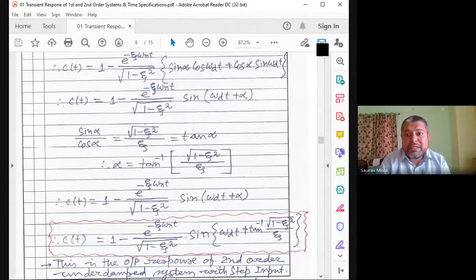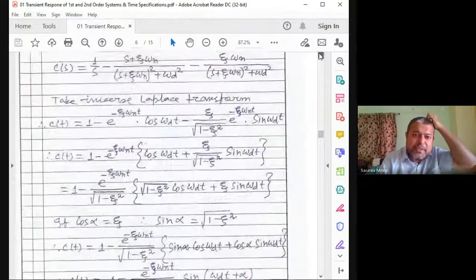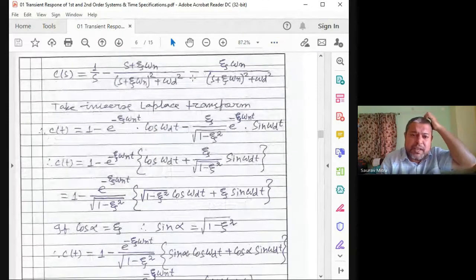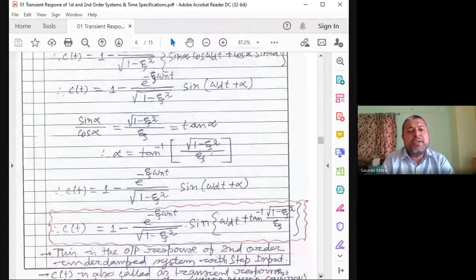Whatever C(t) you are finding, it is the step response in the time domain. So we know what is C(s) by R(s). We substituted R(s) on the right side. Then we found the partial fractions. After that, whatever C(s) we have found is the step response in the Laplace domain. Now we have to take the inverse Laplace, then do some manipulations, and directly we are coming here.